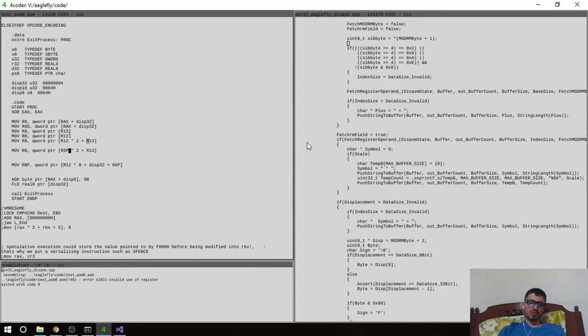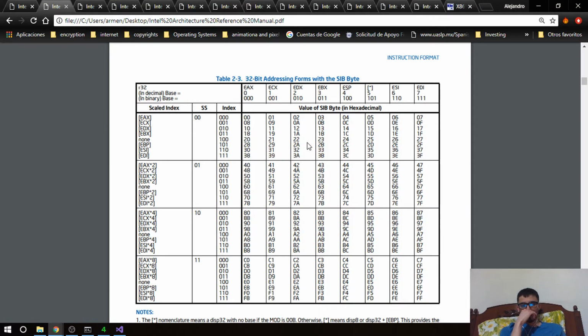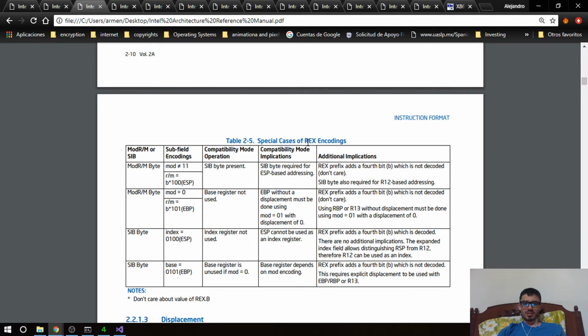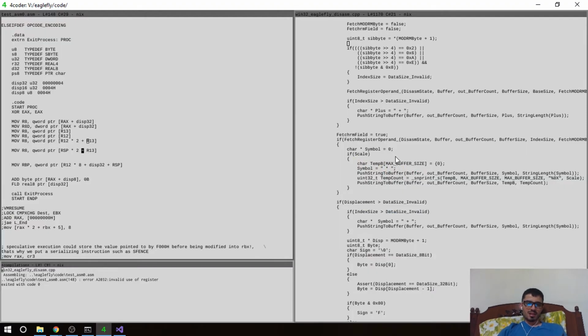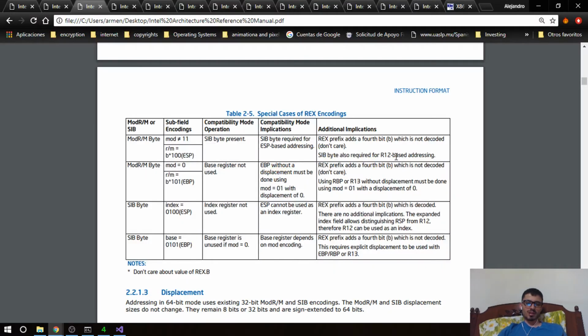So yeah, I mean that's what they are meaning there. The assembler even tells us that it's not possible. So that's good for the assembler. REX reflects a 4-bit bit which is not decoded. Don't care. The SIB byte is also required for R12 based addressing. Yeah, we know that. Now this tells me R12. This is not R12, but R12 is possible.